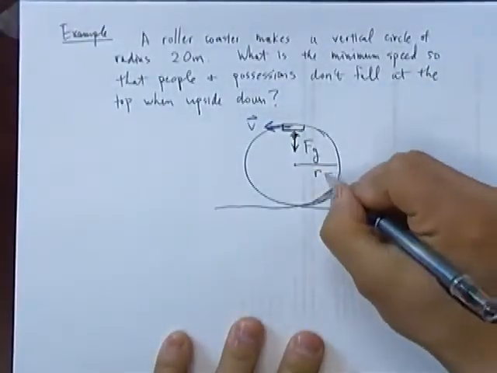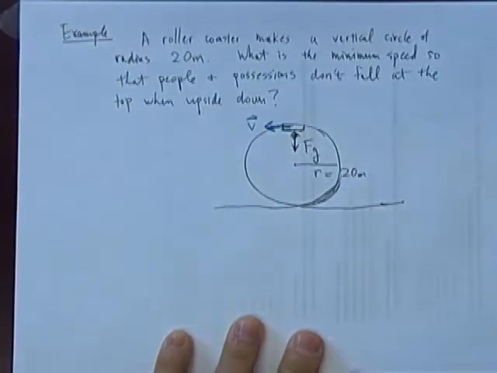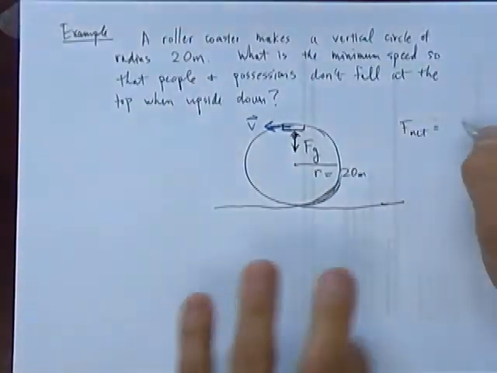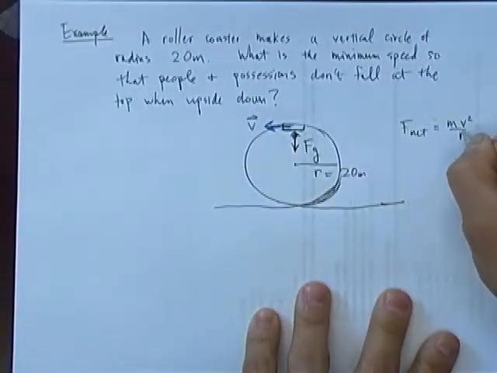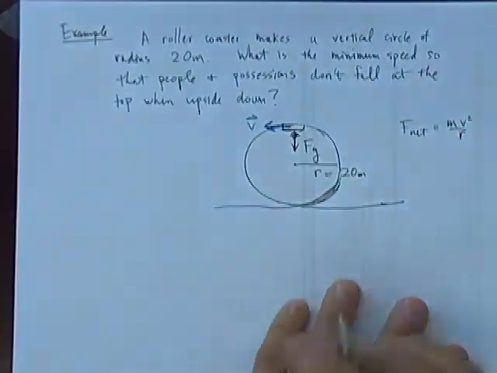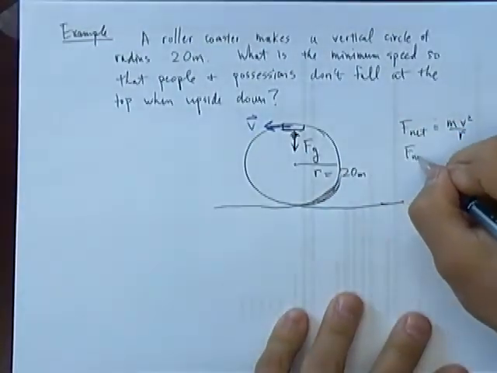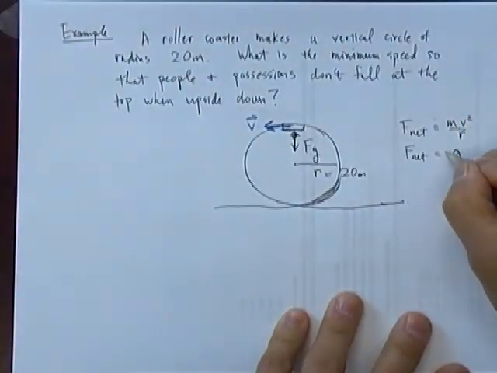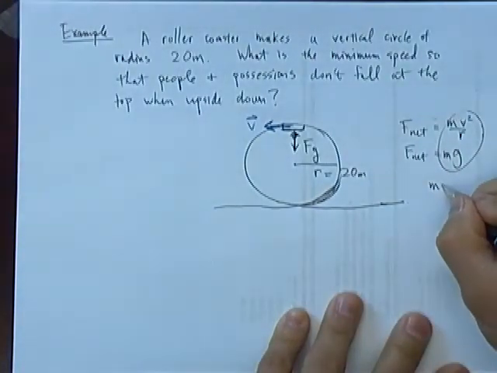We know that r is equal to 20 meters. We need the net force. We know that the net force is just mv squared over r. That's automatic, you should know that. Just get used to that. And we know that the net force is being provided by gravity. We just said that: mg.